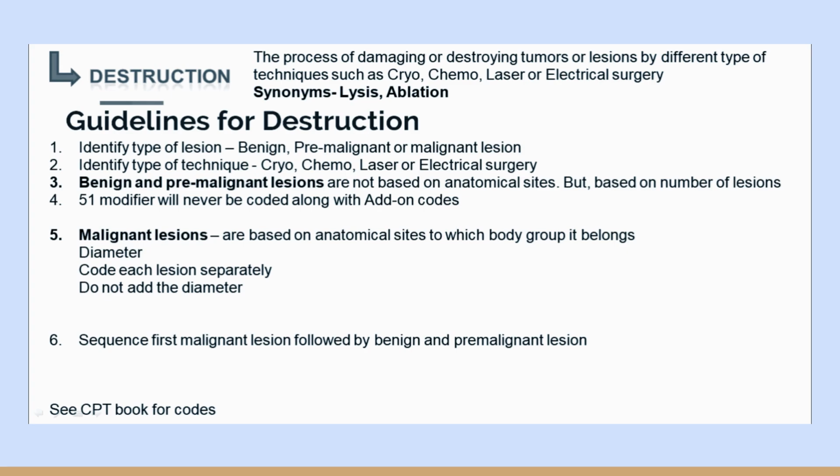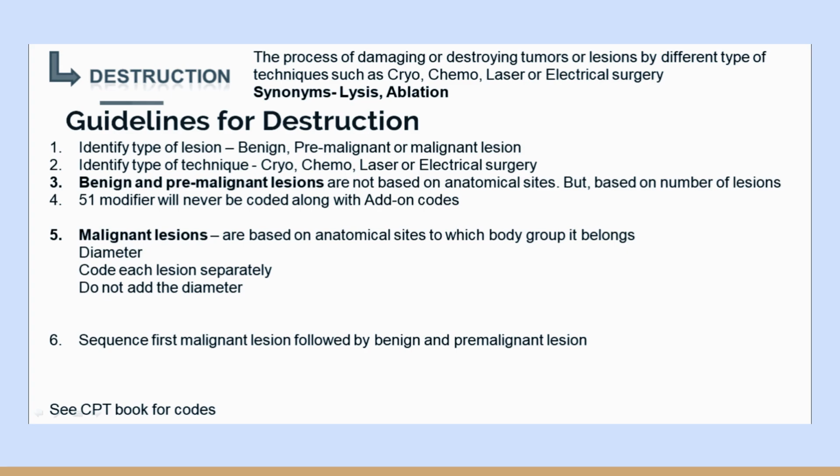Now let us study the guideline for the destruction. In this case, one must identify the type of the lesion, whether it is benign, pre-malignant, or malignant. Then one must identify the type of the technique, whether it is cryo, chemo, laser, or electrical. But an important note is that the technique is irrelevant because most of the codes include all the techniques, and there is no separate code if the technique is different. Like for the cryo, chemo, and laser, the code which we are going to use is the same.